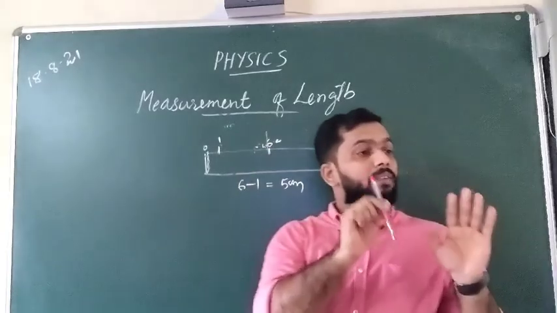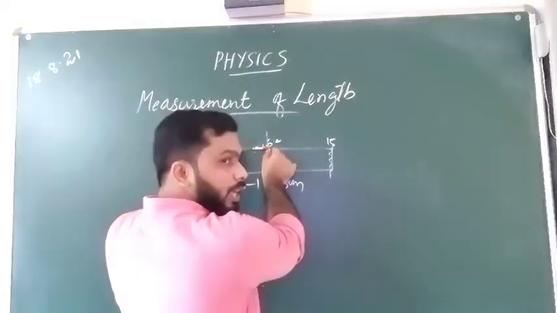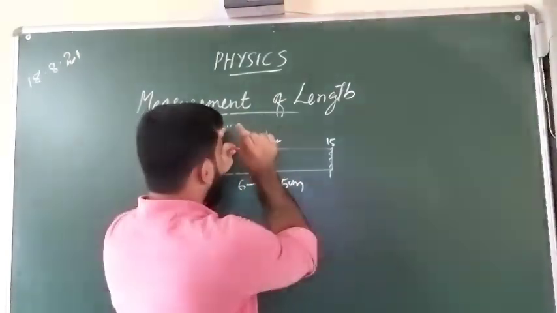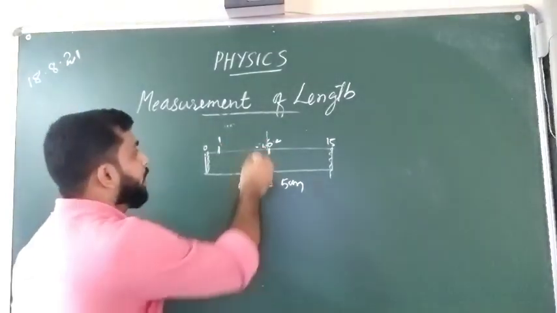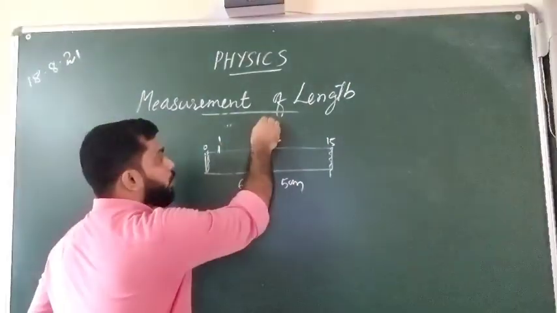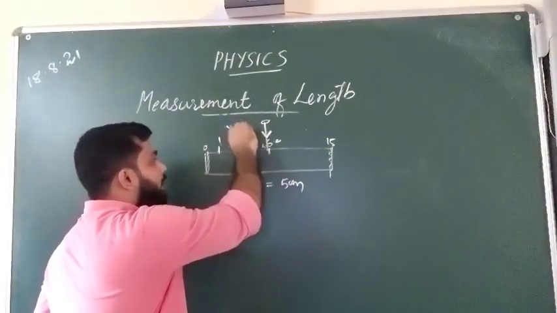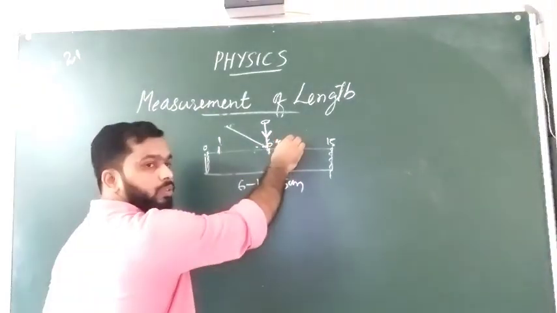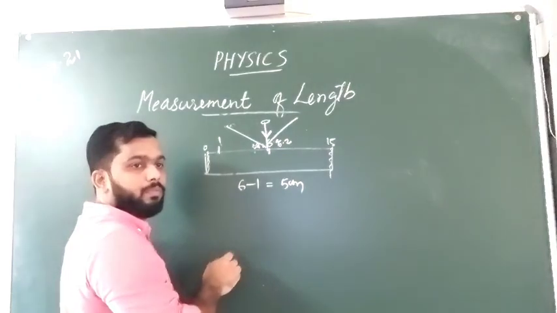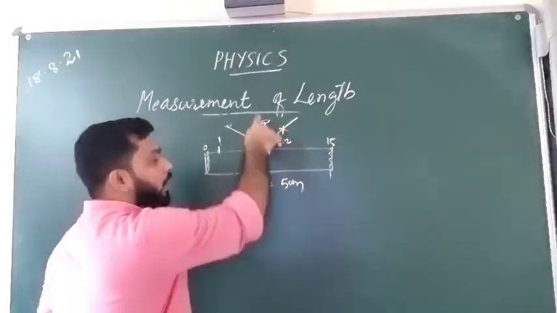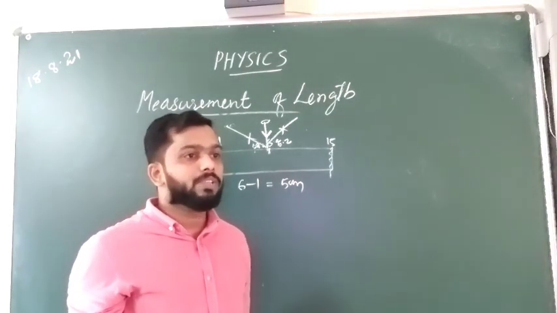Okay, so in order to have an accurate value, we should be straight, perpendicular. You should be, and you have to look at this one. Our eye should always be on the top, so that you are getting a correct value. If you are looking from here, it can be 6.2. If you are looking from here, it can be 5.8. So these two readings are wrong. You have to look from straight above.